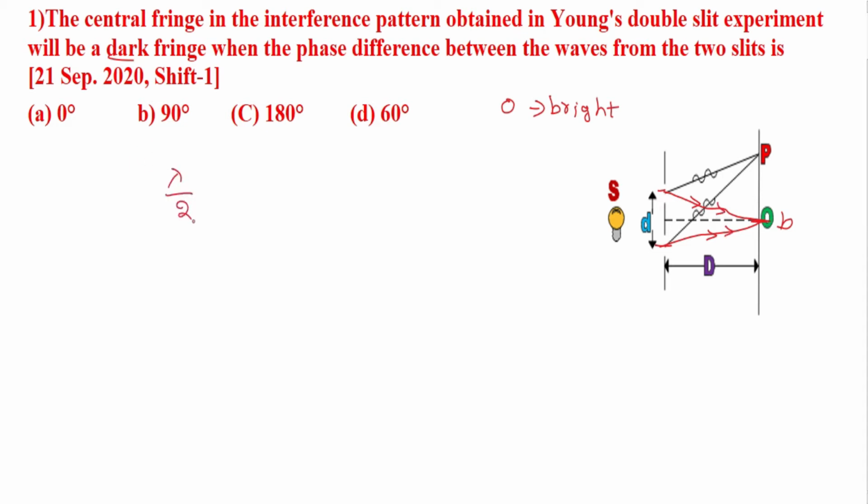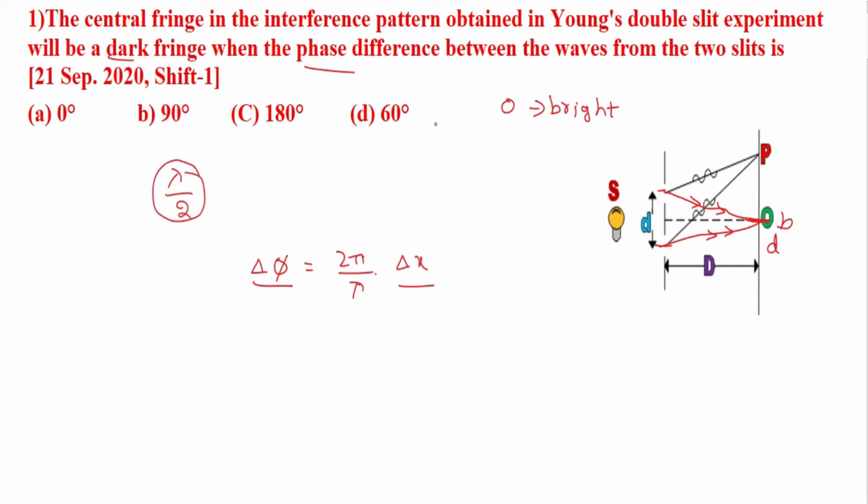But now he is asking for the phase difference. We know that the relationship between path difference and phase difference is delta phi is equal to 2 pi by lambda into delta x, where delta phi is the phase difference and delta x is the path difference. For the central fringe to be dark, we concluded that the path difference is lambda by 2.